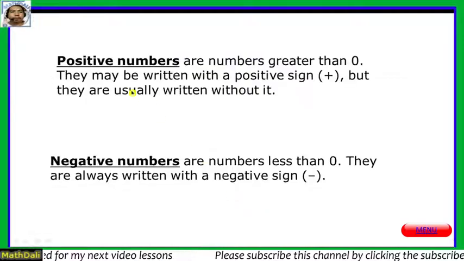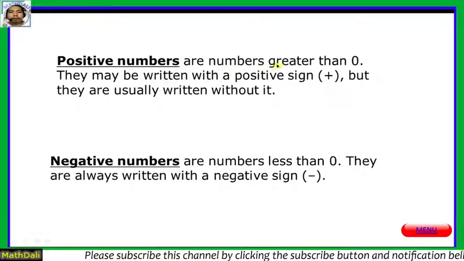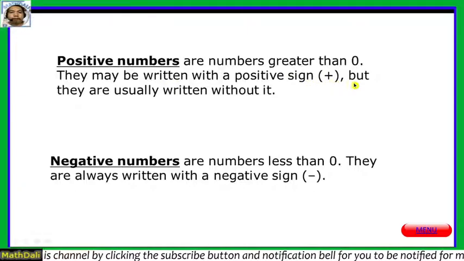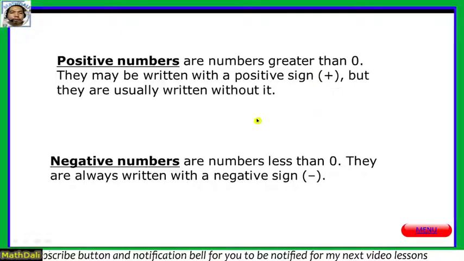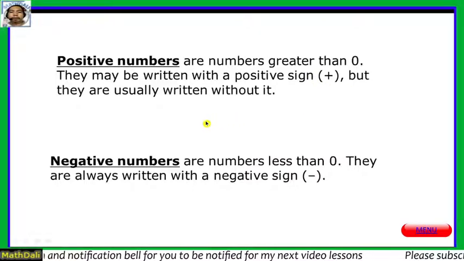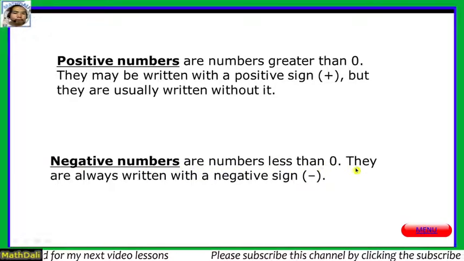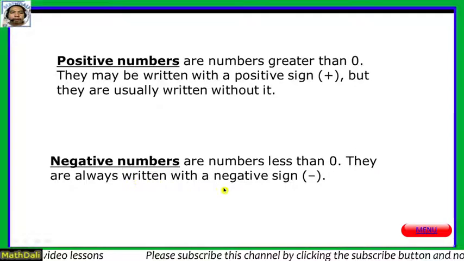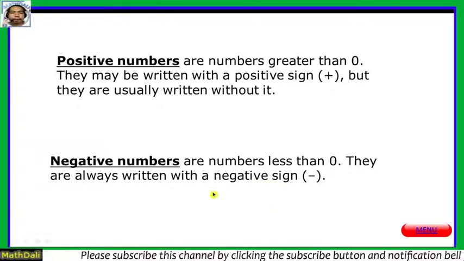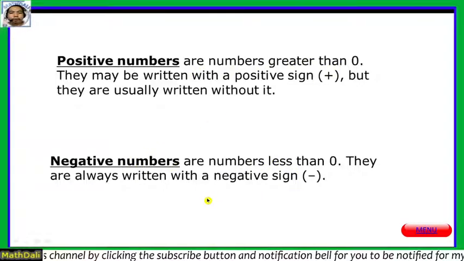Pag sinabi po nating positive number, these are numbers that are greater than 0. They may be written with the positive sign, but they are usually written without that sign. Pagka wala kayong nakitang sign na positive sa number, ibig sabihin nun, understood na positive. Then we also have negative numbers. Negative numbers are numbers less than 0, and they are always written with the negative sign. Tandaan, pag positive, greater than 0. Pag negative, less than 0.